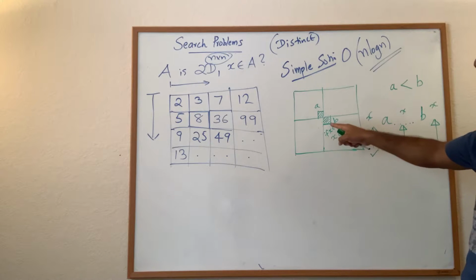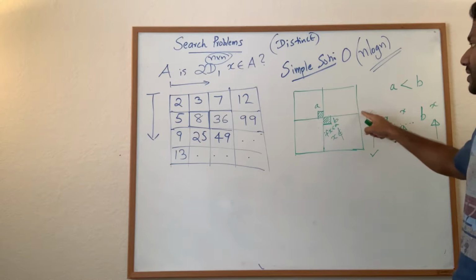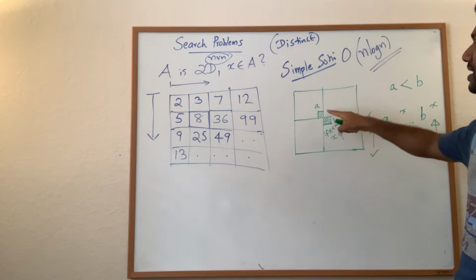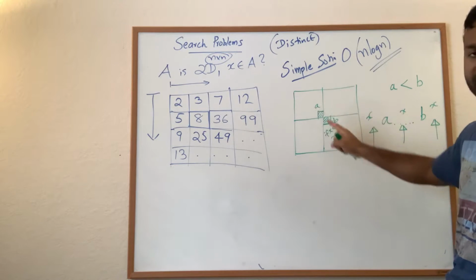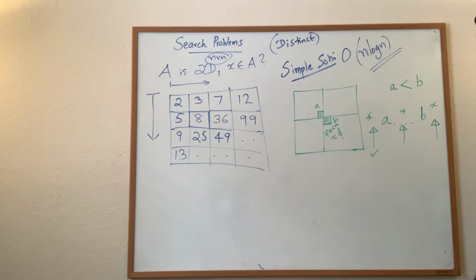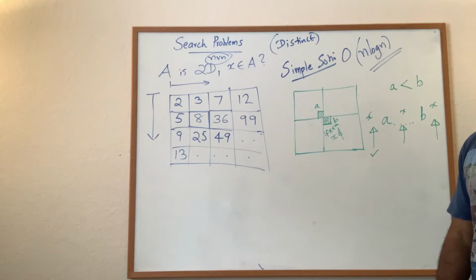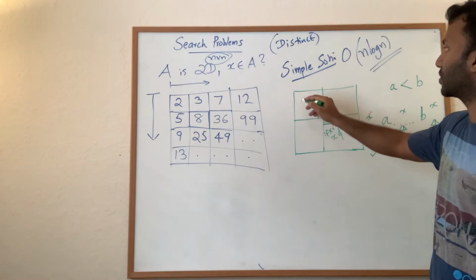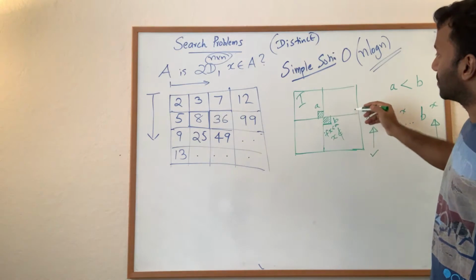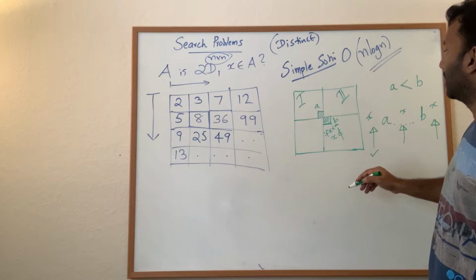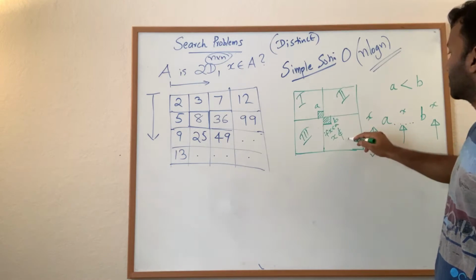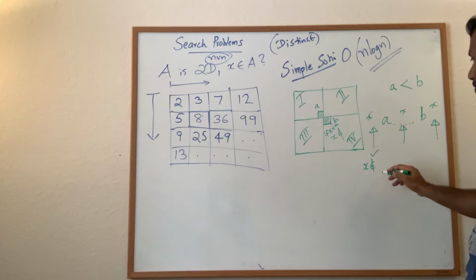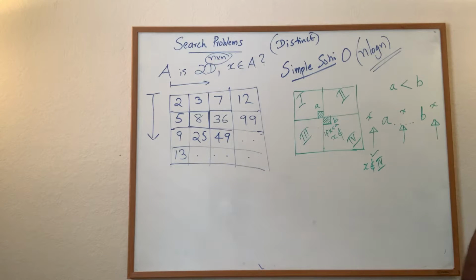Why? If x is less than a, this region has all numbers greater than or equal to b, and since b is less than a, x is also less than b, so there is no way x can be here. That means we can forget about this region in this scenario, right? I'm just going to give some names for these quadrants. So this is the first, this is the second quadrant, this is the third quadrant, and this is the fourth quadrant. So in this scenario, x doesn't belong to the fourth quadrant.